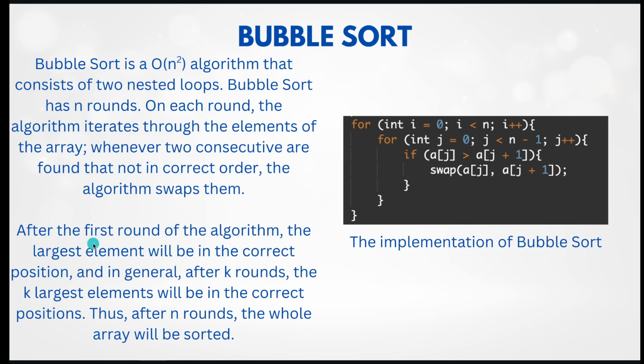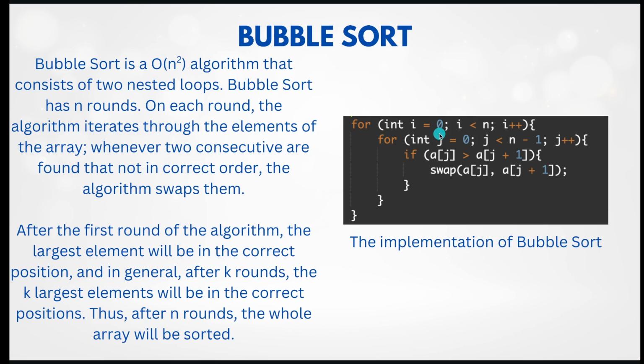And after the first round of the algorithm, the largest element will be in the correct position. And in general, after k rounds, the k largest elements will be in the correct positions. Thus, after n rounds, the whole array will be sorted. So this is the implementation of bubble sort.